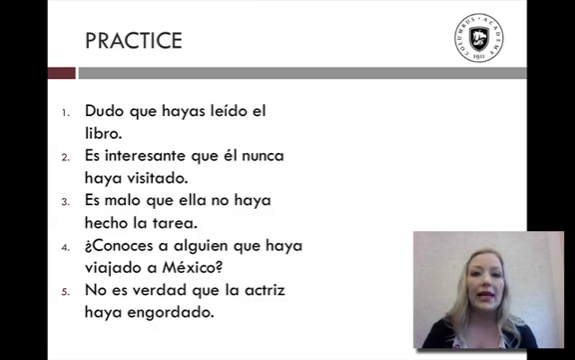Dudo que hayas leído el libro. So dudo que, I doubt that, y luego hayas leído, you have read the book. Es interesante que él nunca haya visitado. Número 3. Es malo que ella no haya hecho la tarea. Y número 4. ¿Conoces a alguien que haya viajado a México? Y número 5, no es verdad que la actriz haya engordado. So just to clarify, in all of these, the trigger phrase is in the regular present, and then the second part is in the present perfect subjunctive.